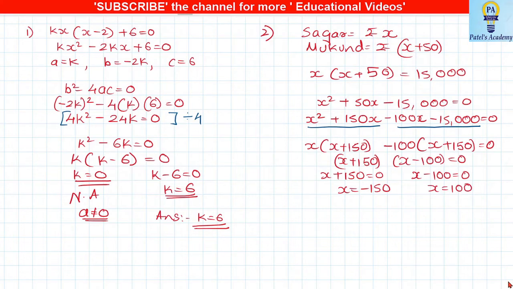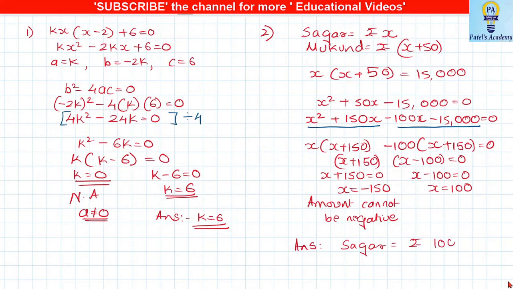Now what is x? x is nothing but the rupees. So here what we write down is that the amount cannot be negative. So the final answer: the amount with Sagar is rupees 100, and the amount with Mukund is x plus 50, that is 100 plus 50, rupees 150. So 100 is the amount with Sagar and 150 is the amount with Mukund.